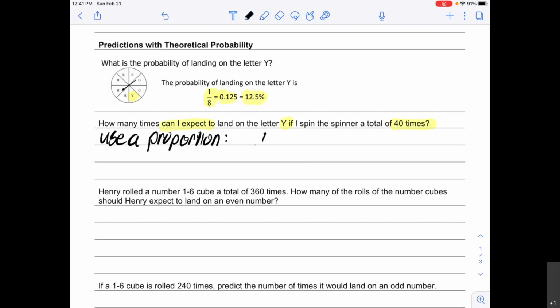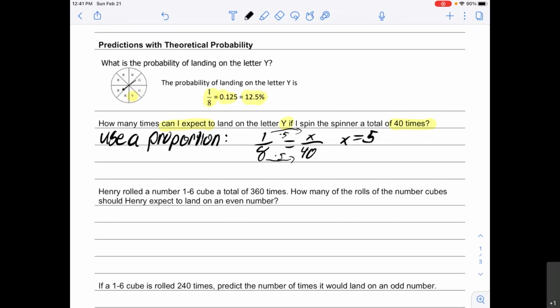So I know that my probability is 1/8. So that is going to be the left side of my proportion. I want to know how many times I will get it out of 40. So 40 goes on the bottom right. And my unknown is how many times it will happen out of 40. Now all I need to do is solve this proportion. Looking at this, I see that 8 times 5 is 40. So I'm just going to do 1 times 5, and I get the answer of x equals 5.